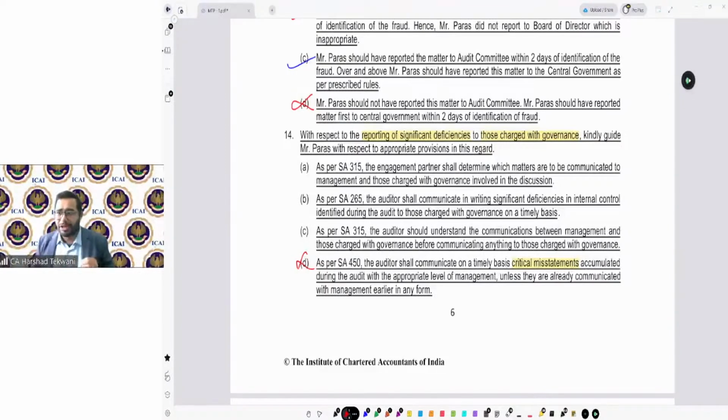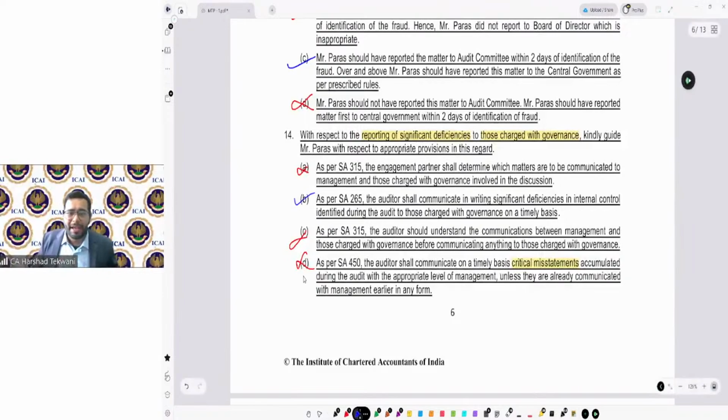Then you will be able to answer that SA 265 looks more appropriate in the current case. And it is actually the answer, because in SA 315 there is no such requirement. Plus, there is no such requirement even as in C, that the auditor should understand the communication between management and those charged with governance before communicating. So B is the correct option in the current case, because the auditor has to communicate the significant deficiency.